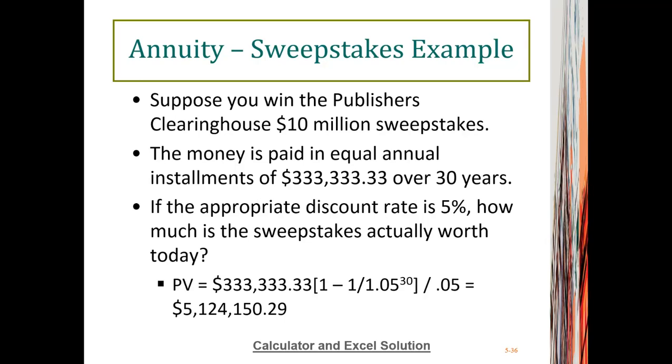You can do manual calculation, as you see here, and also you can use your calculator. On your calculator, what is N? N equals 30, because that's 30 years. What is IY? IY is 5%. You put a 5 as IY. What is PV? Well, you need to calculate PV. And PMT here is 333,333.33, and FV should equal 0. Then you compute PV to get the exact number that you see here, $5,124,150.29.